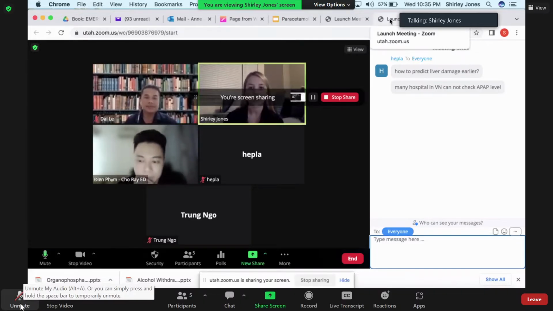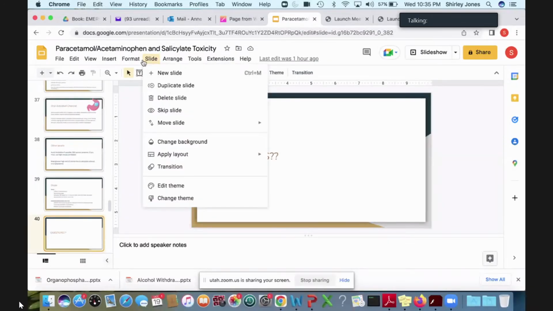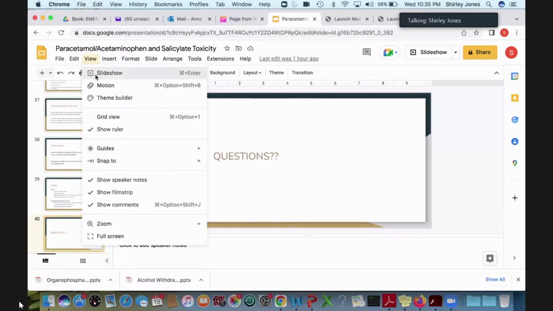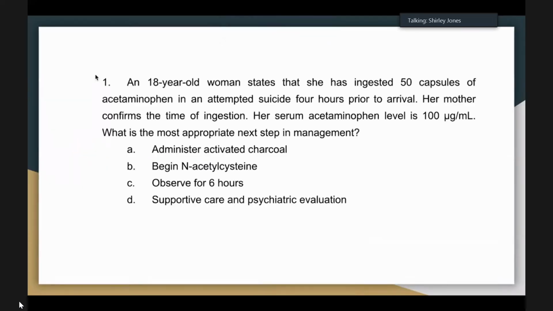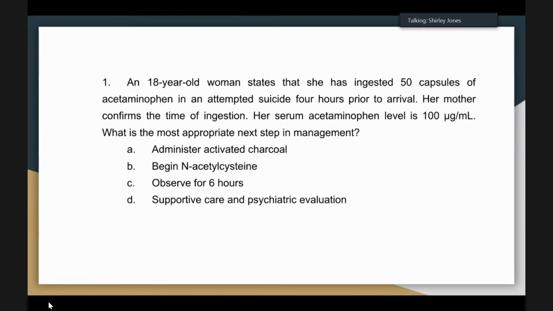All right, so let me go back to this and we will go over the questions. Where am I going? View. All right, you're going to have to yell at me because I can't see your faces or the chat box. I think these questions are helpful to go through cases because Tylenol and salicylate things can be kind of confusing to remember, because there are numbers you have to remember and stuff like that.